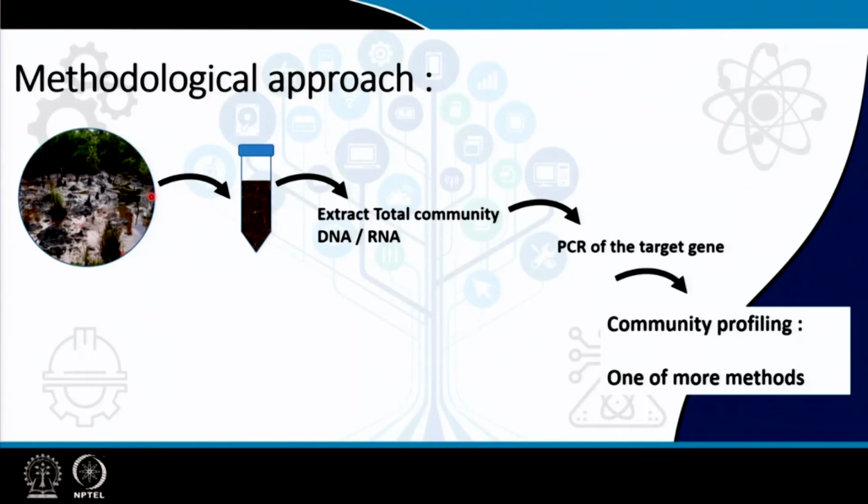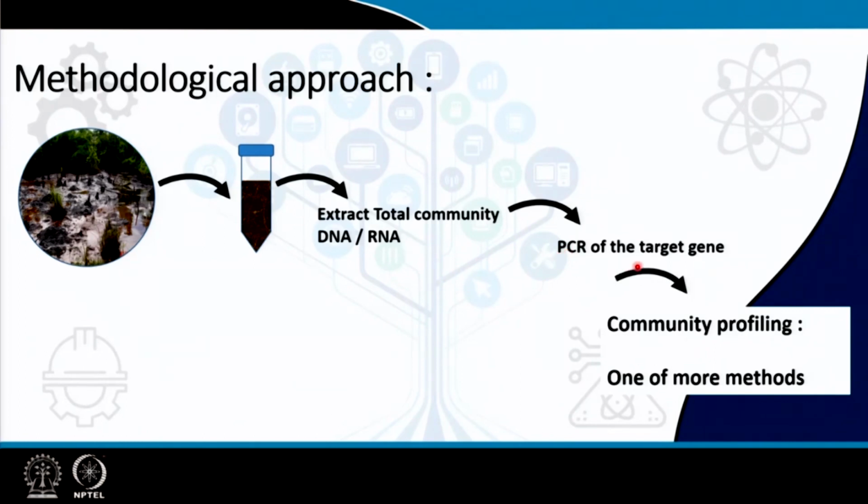samples collected, so that we have an overall broad survey or statistical support for the community analysis, and extract the community DNA or the total DNA or the RNA from these samples. Again, this can be done in multiple replicates, and then, as we discussed earlier, PCR of the target gene, like the 16S ribosomal RNA gene, in this case we are targeting, or if we are targeting a functional gene, we can opt for a functional gene as well.